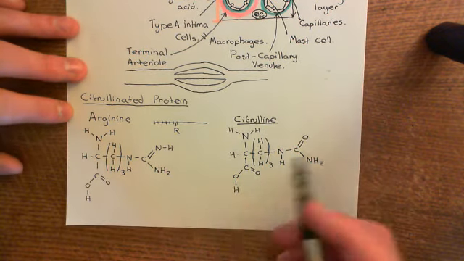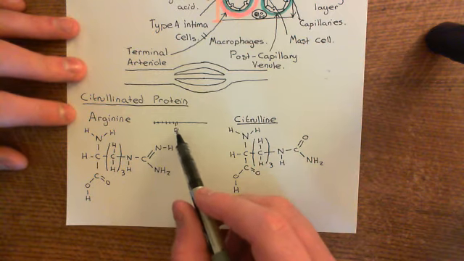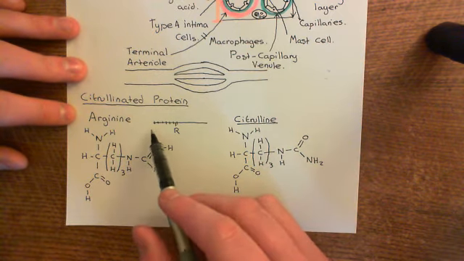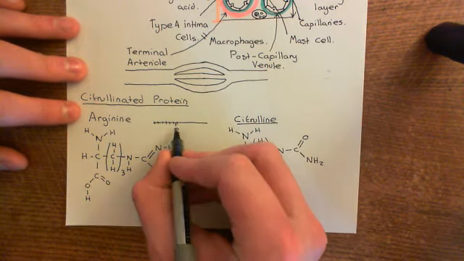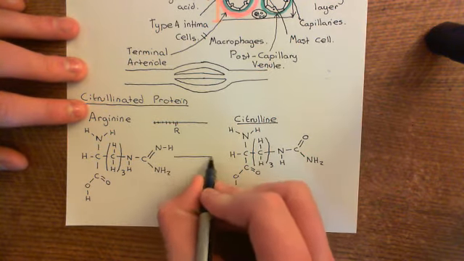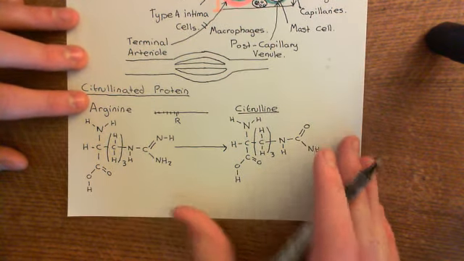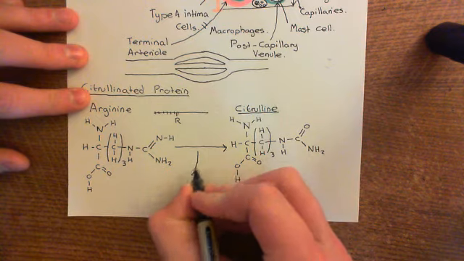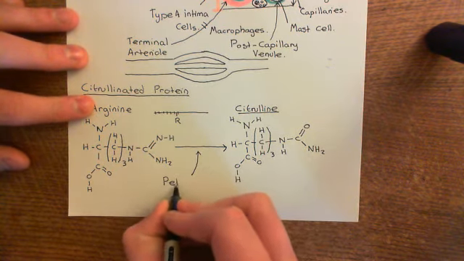Now, citrulline cannot be incorporated into proteins by ribosomes. However, there is nothing stopping you making a protein which has arginine in, and then going over to this protein and converting the arginine into citrulline. And indeed this does happen. There is an enzyme which performs this conversion, and it is known as peptidyl arginine deaminase.